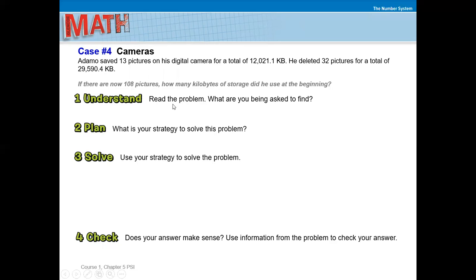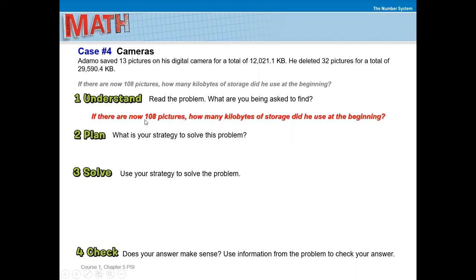Understand the problem. Read the problem. What are you being asked to find? Okay, so there's two different things going on here. We've got the number of pictures, and then we also have the size of the storage. If there are now 108 pictures, how many kilobytes of storage did he use at the beginning? So I have to use all of this information in order to come back with the solution to this question.